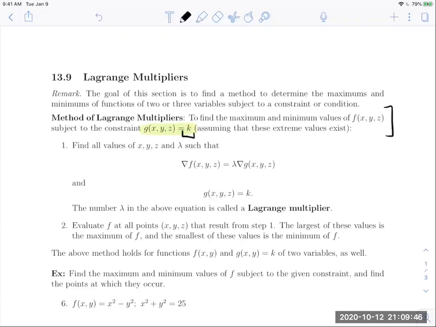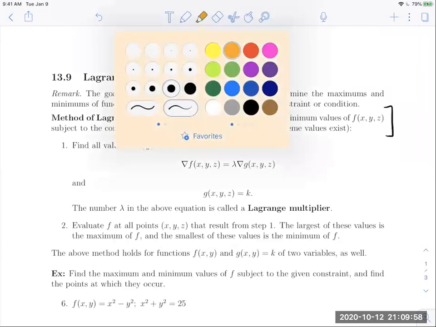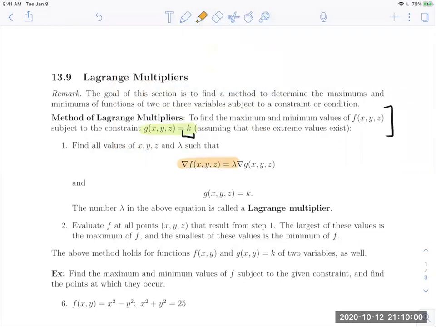Step 1, find all values of x, y, z, and lambda such that the gradient of f is equal to lambda times the gradient of g, and such that your constraint equation holds. So this is really the only formula in this entire section that's new, something that we haven't seen. Again, the constraint equation here is just going to be given in the context of the problem. The number lambda in the above equation is called the Lagrange multiplier.